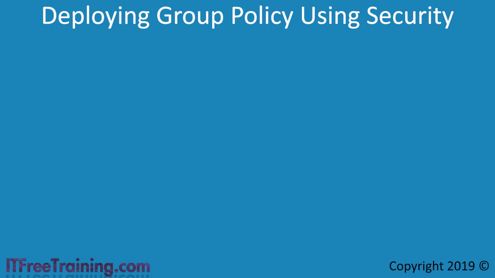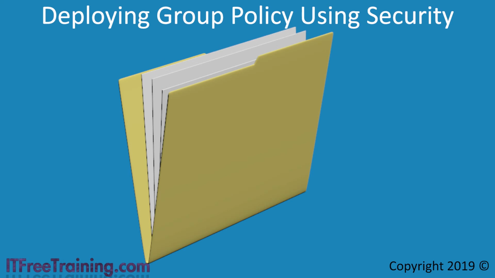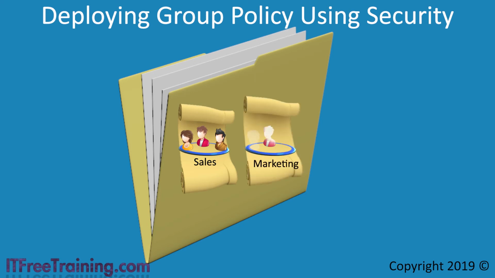Now let's have a look at how you would deploy group policy for users in your organization. Let's consider an OU. In this OU, you place all your users. Now, if you want to configure settings for the sales users, you create a group policy and configure security for that group policy for the sales users group. Likewise, a second group policy can be created for the marketing group.